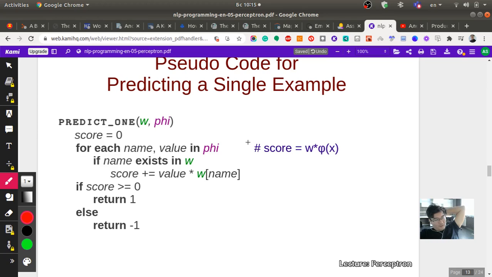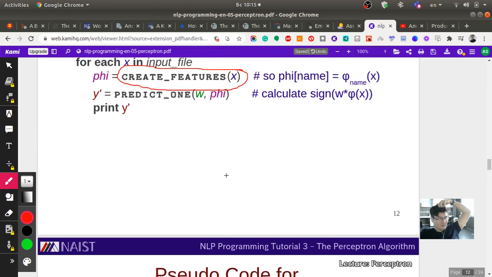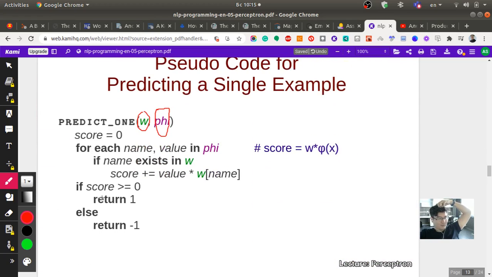Pseudocode for predicting a single example. So this is predict1. You give it phi and w, and then if name exists in w, score adds the value of w for that name, and then you get this. If score is more than 0, then you have a positive result.